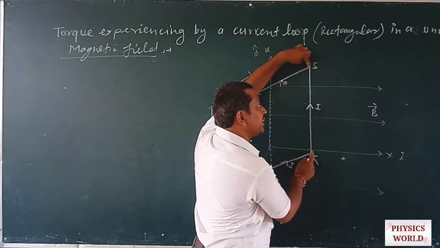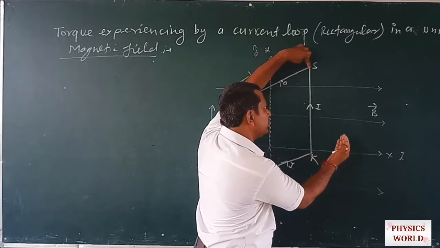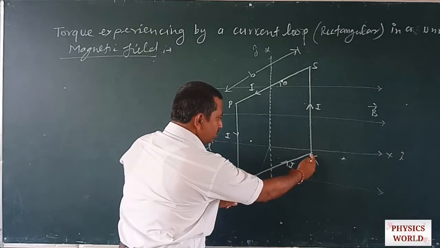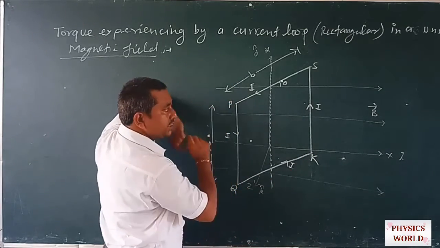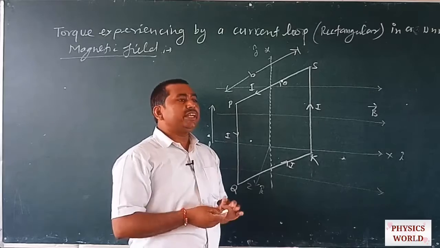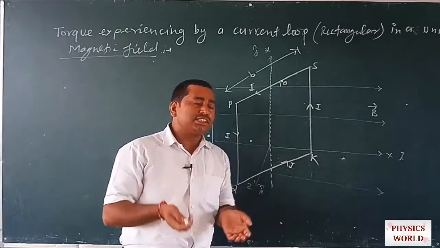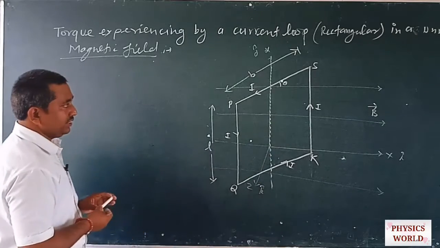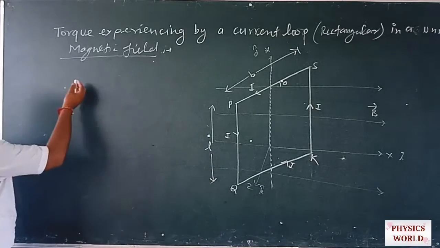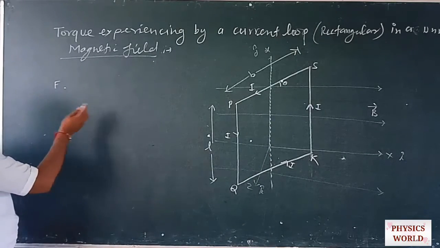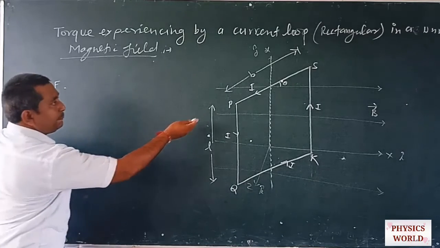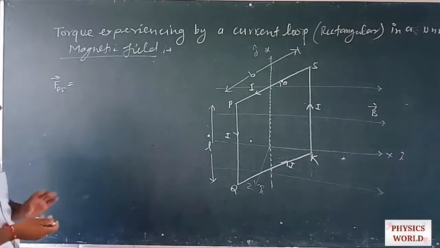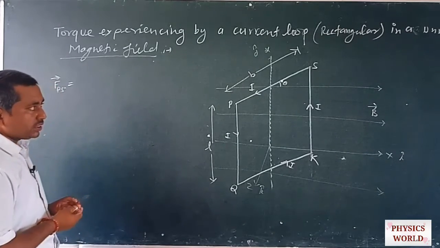So this current-carrying conductor experiences a force. Also this current-carrying conductor experiences another force. This is also experiencing a force. This one is also experiencing a force. So let us calculate how much force is experienced by each of the current-carrying conductors placed in this uniform magnetic field. If we calculate the force experienced by the conductor PS of the rectangular coil, what will be the magnitude and what will be the direction of this force?